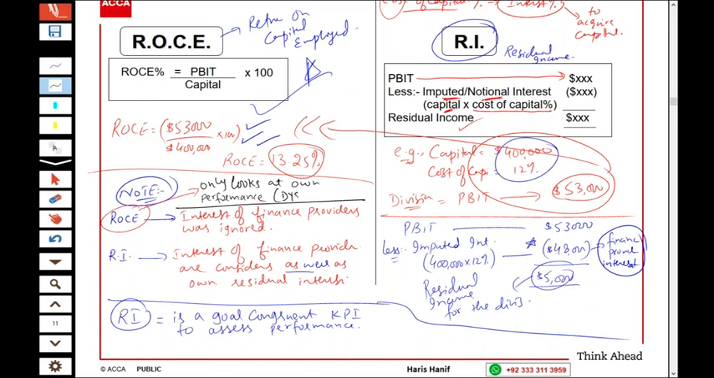That is dysfunctional behavior. Dysfunctional behavior means only thinking of yourself, only self benefit. And if I am considering how much amount I shall return to the finance provider and what residual amount remains with me, then I am focusing on a win-win situation. So that is why RI is said to be a goal congruent KPI to assess performance, while ROCE is a dysfunctional KPI, because you are only thinking of your self benefit. So which one is better? RI is better, that could be the theoretical assessment, and the reason is that RI is superior.